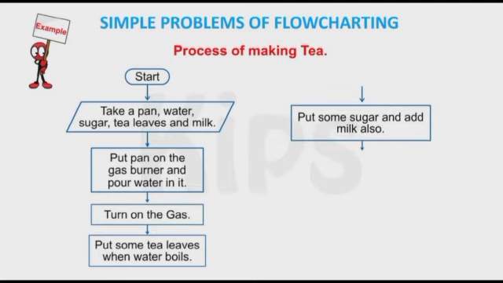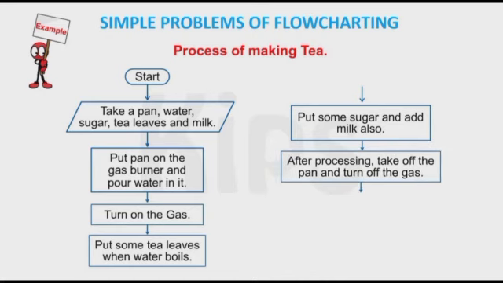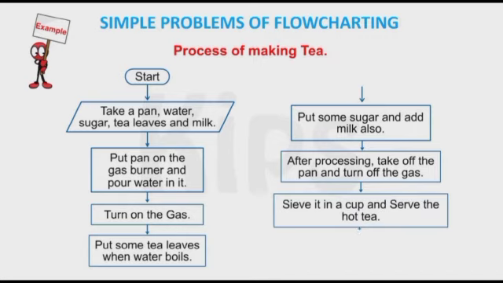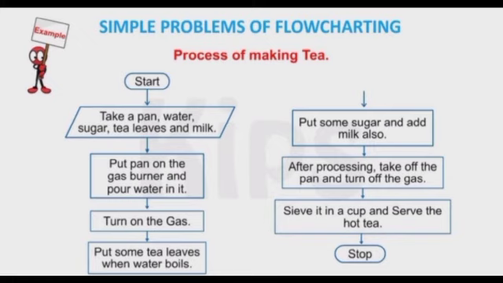Put some tea leaves when the water boils. Put some sugar and add milk also. After processing, take off the pan and turn off the gas. Strain it into a cup and serve the hot tea. Stop.